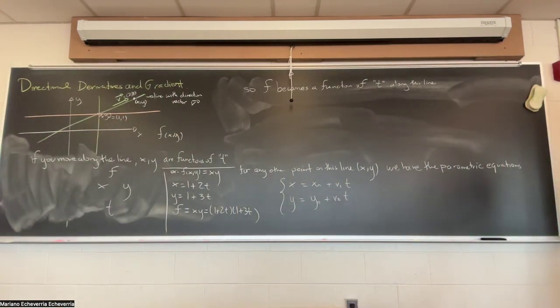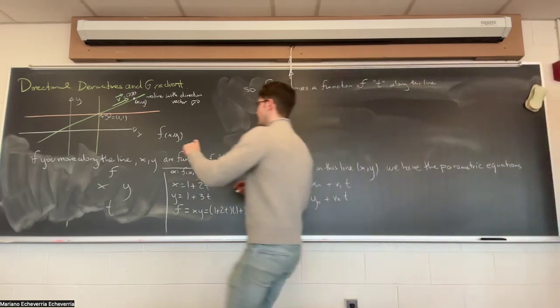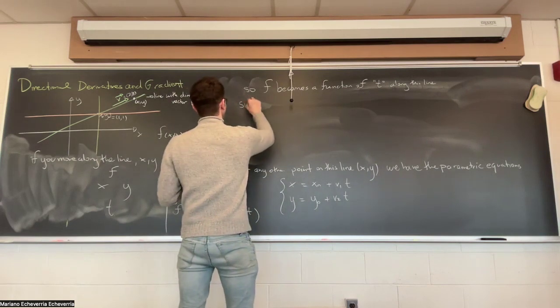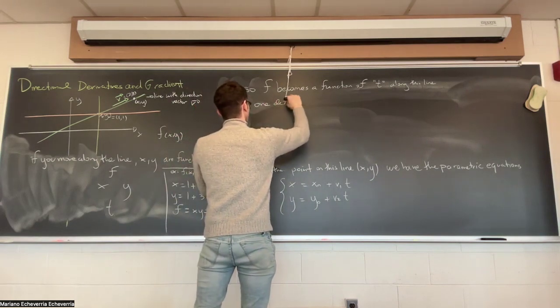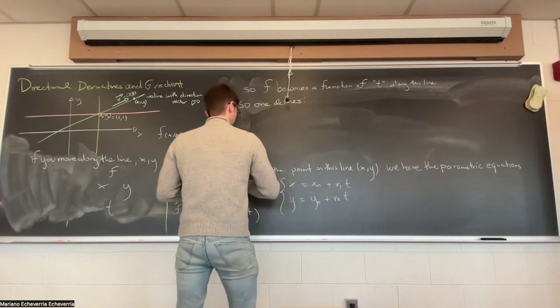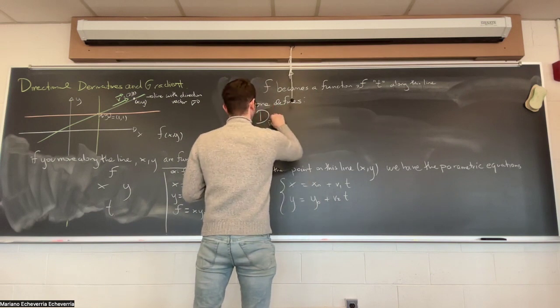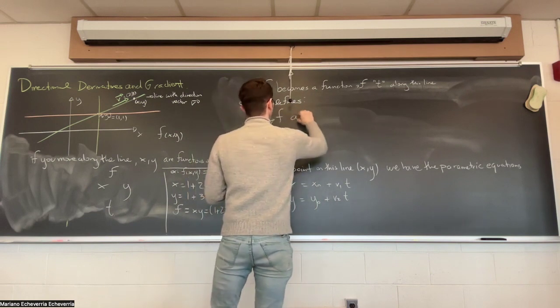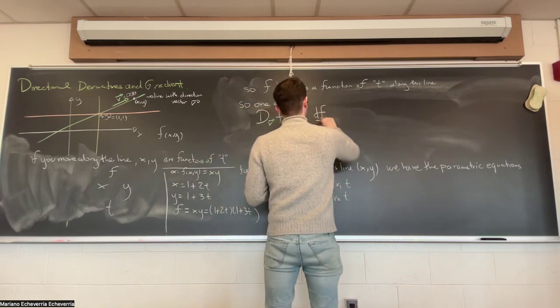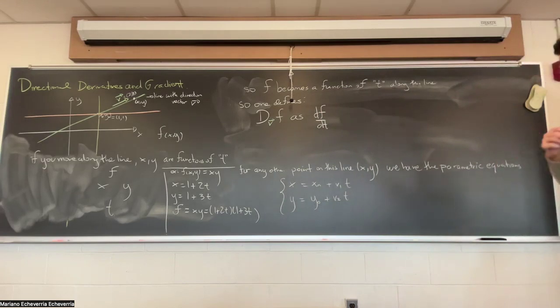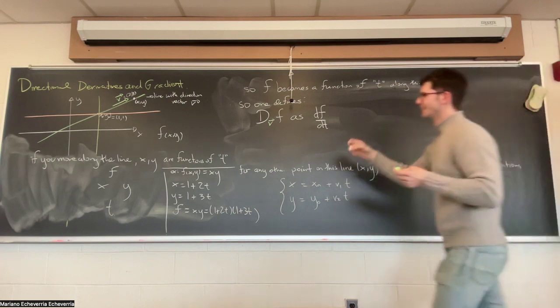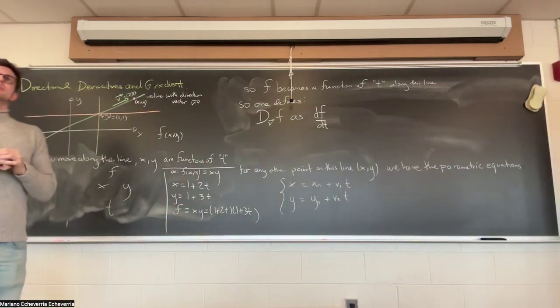I think that helps a little bit to know where we're headed. So the directional derivative is defined as the derivative of f with respect to t. Now, what is the derivative of f with respect to t? And this is actually where the fun part comes in.